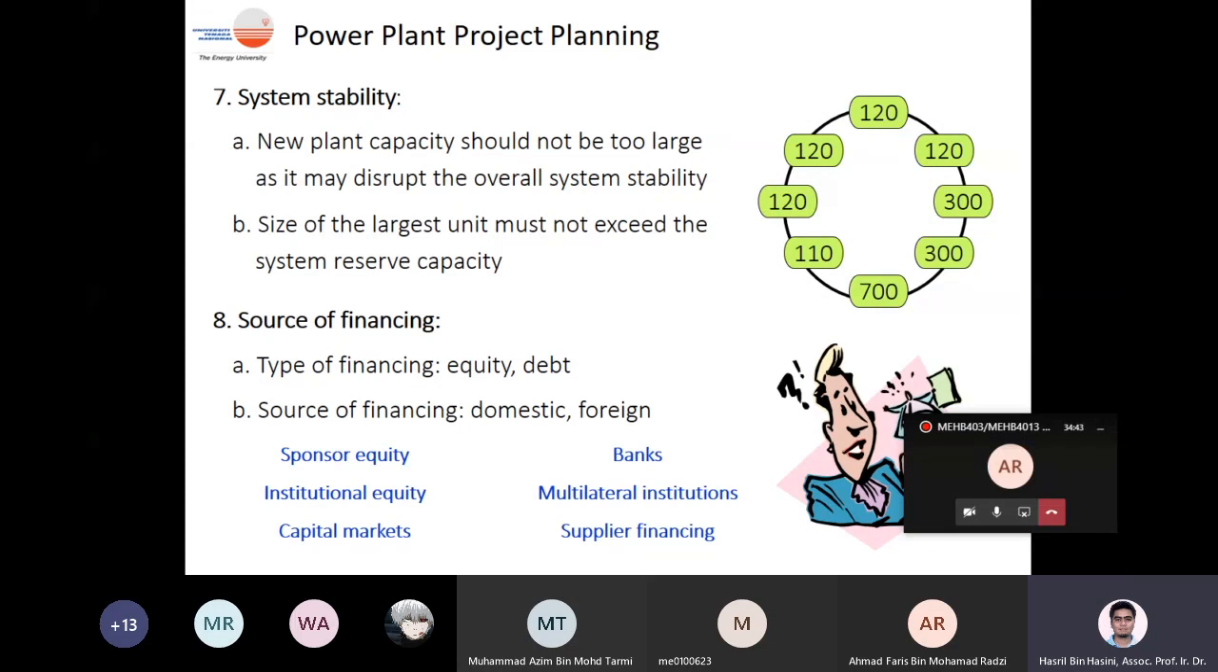The capital market, the institutional equity, and also some kind of sponsor equity. So you have different options in this case. So as a planner, you need to look at which one is the most viable for a particular power generation company.